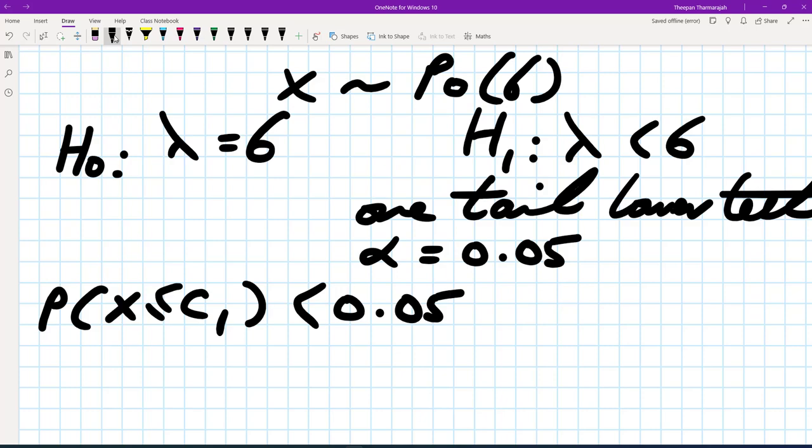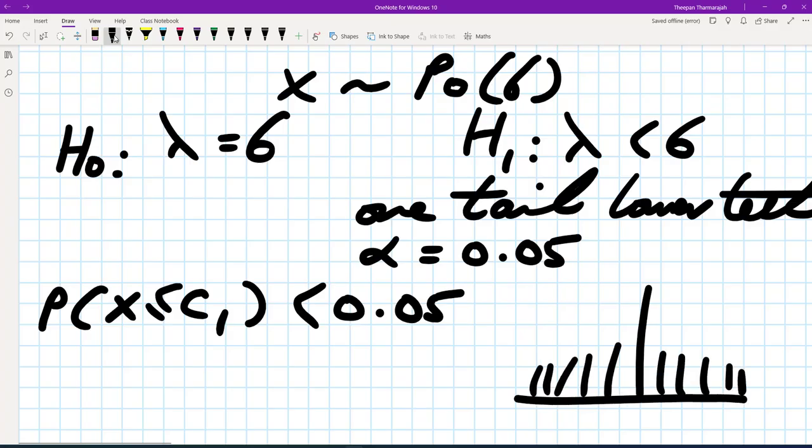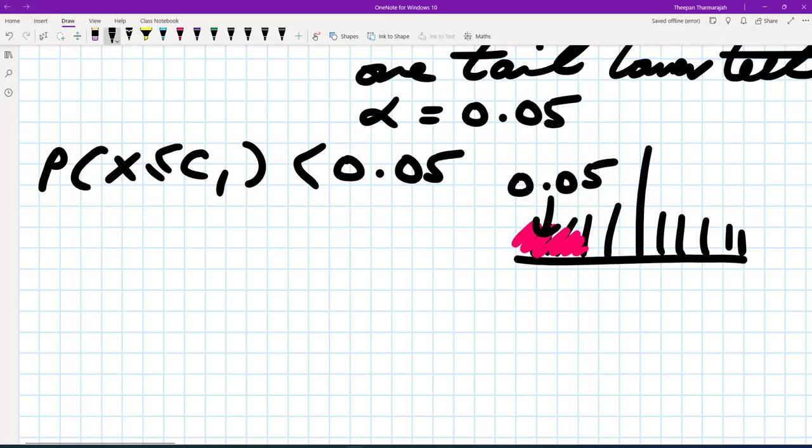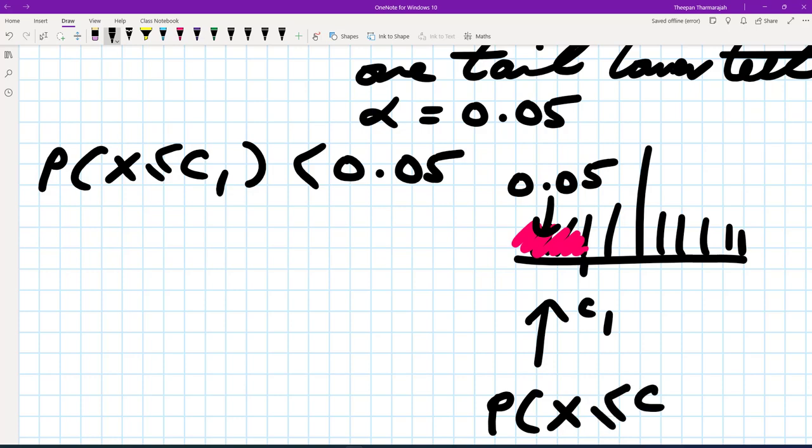I drew the diagram in the example so you know what that looks like. I'll draw it for you again here, just in case you want that for clarity. I know it's extraneous, but it's good for you to visualize what's happening. So this is 0.05 here. This is the critical value. And we can describe that as the probability that x is less than or equal to C1. It has to be strictly less than 0.05.